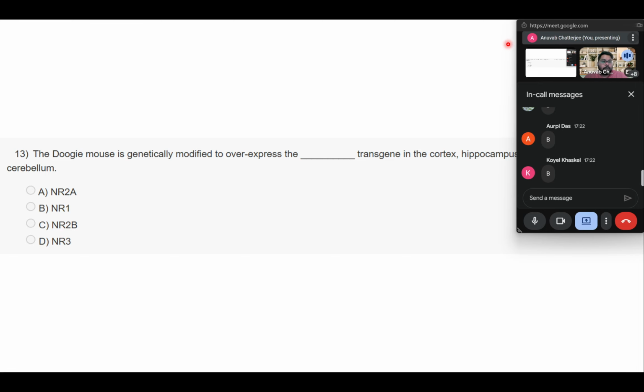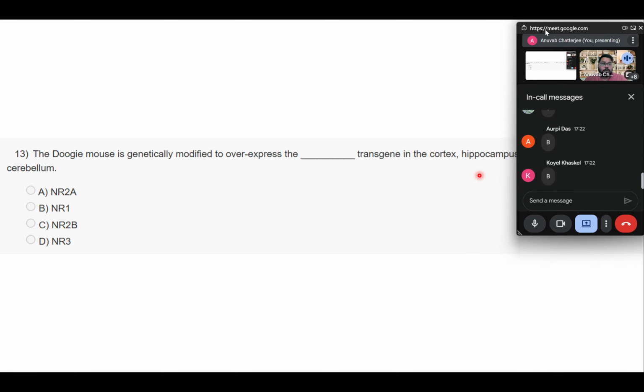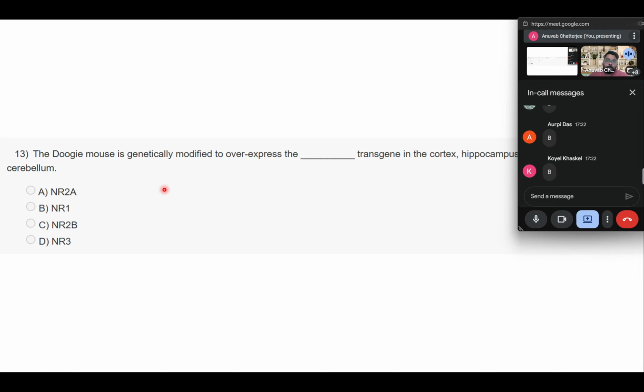The Doogie mouse is genetically modified to overexpress blank transgene in cortex, hippocampus, thalamus, brainstem, and cerebellum. The Doogie mouse has overexpression of which of the following genes?